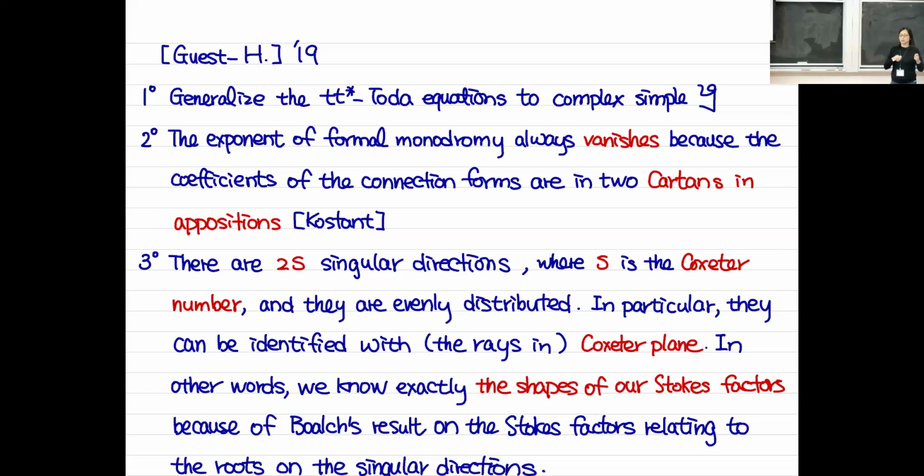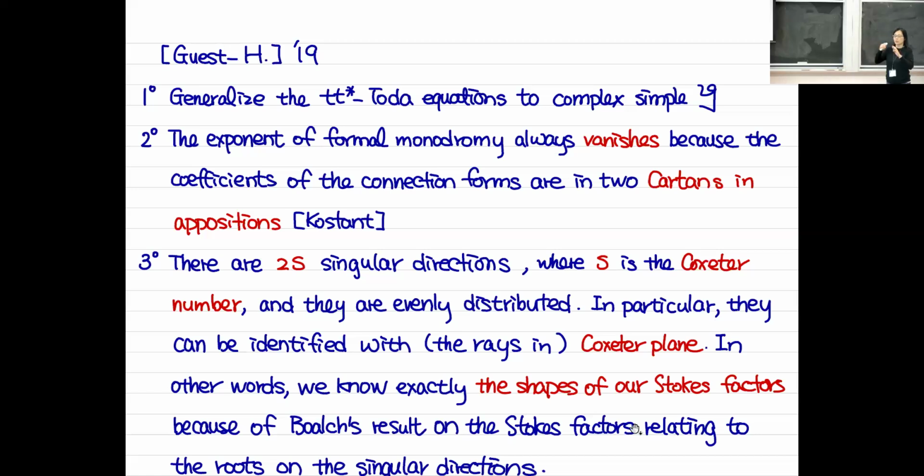So if you Google Coxeter plane or Coxeter element, then Wikipedia will show you this picture, this colored thing, and it has many, many dots. They represent the roots, right? And if you draw the rays from the center to those dots, then those are the singular directions, which actually matches. And what's even nice is that this tells us the shape of our Stokes vector.